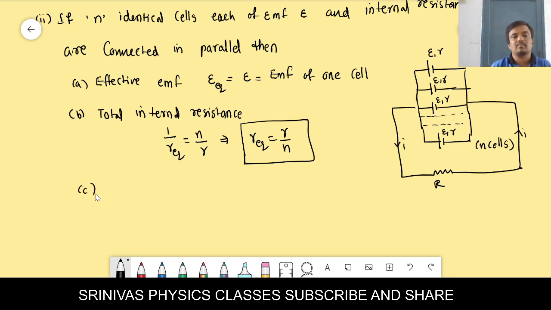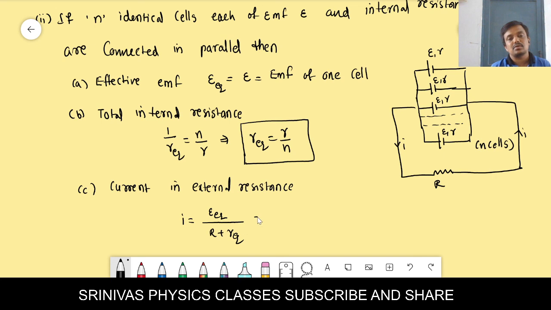Next, point C I am going to tell. What is the current in the external resistance? If you want the current in the external resistance, we will get it as the total EMF by total resistance. Total EMF is E only, total resistance is capital R plus R by N.